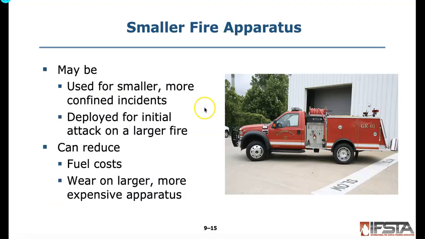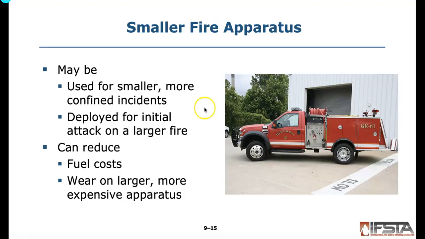Some smaller apparatus. What you see here is very similar to what we call a Type 6. So your Type 1 engines are what you typically will see driving around your neighborhoods. Your Type 3 and your Type 6 are other very common types of engines that you'll see. They're smaller. The Type 3 and Type 6 are more utilized in rural areas or the wildland environment.